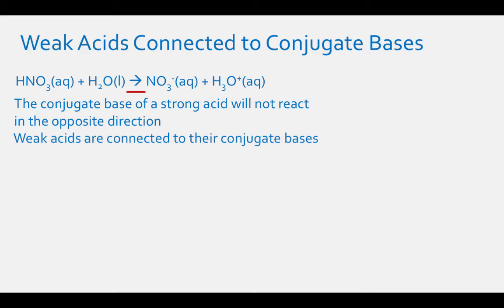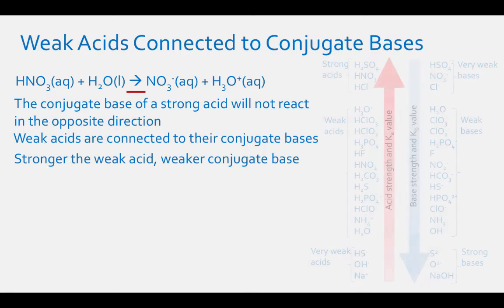The conjugate base will not react as an acid or a base in the opposite direction. Weak acids, on the other hand, are connected to their conjugate bases. In fact, the stronger the weak acid, the weaker its conjugate base. Here is a figure that explains this concept.